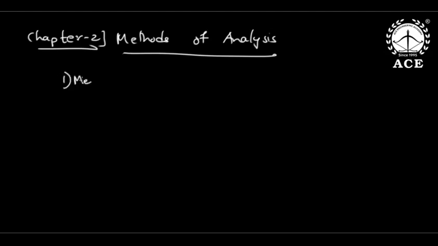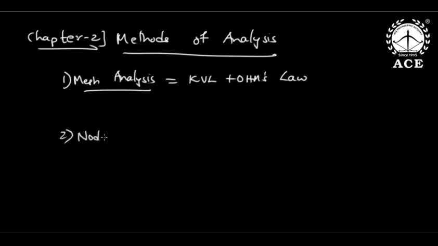One is mesh analysis. Mesh analysis is a systematic way to solve the network by using KVL and Ohm's law. The second is nodal analysis. Nodal analysis is a systematic arrangement to solve the network by using KCL and Ohm's law. Both are superior and powerful, but we already learned the basics.